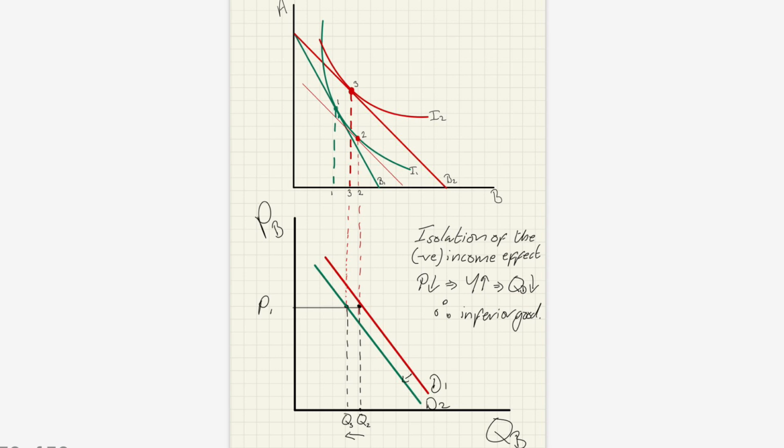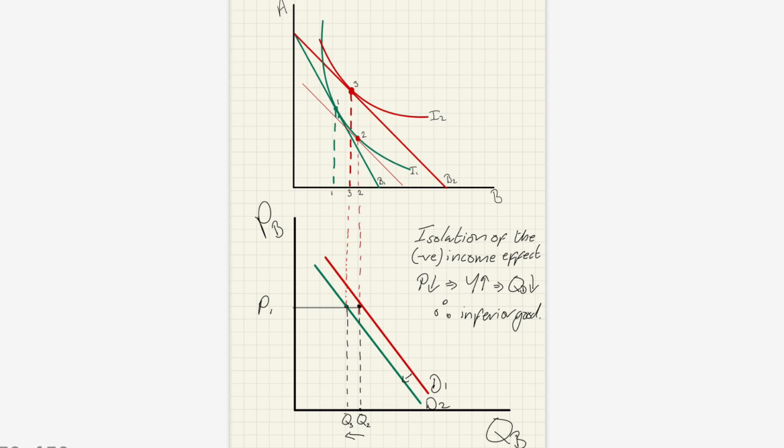change down onto a demand curve, showing that at the price of £1, because we're assuming that the price has not changed now because we're isolating the income effect, we can see that we were demanding 2, but as a result of that weak negative income effect, we're now only demanding 3. So this must be an inferior good.